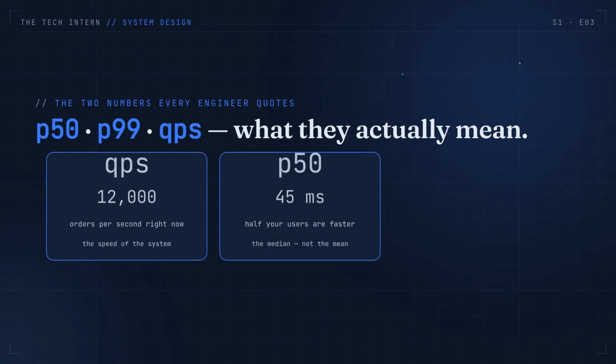Second, P50 latency, the 50th percentile. Half your users got a response faster than this, half slower. If P50 is 45 milliseconds, the typical experience is pretty snappy.